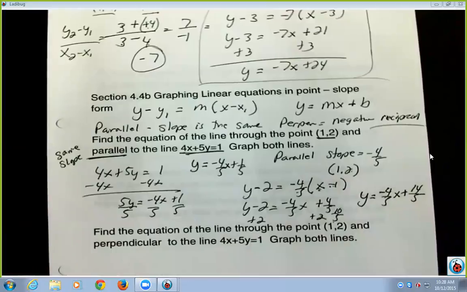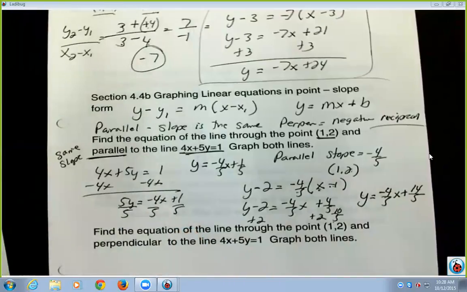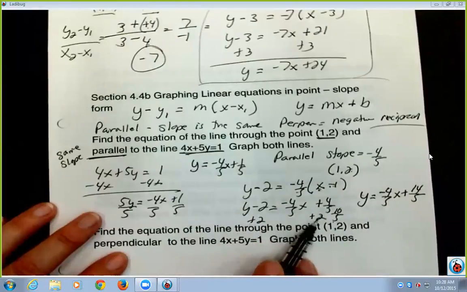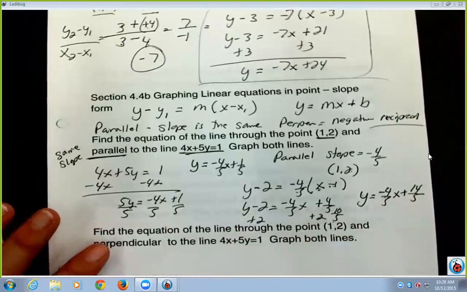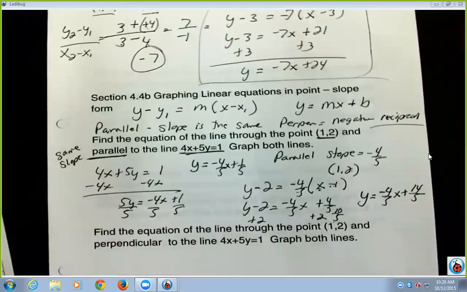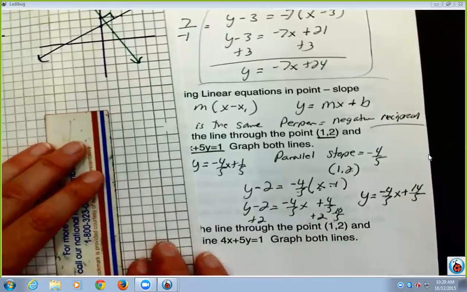So let's see if we get parallel lines if I graph this. The 2 that's going to move over, this 2 moves over here, becomes 10 fifths. Okay, so 10 fifths plus 4 fifths is 14 fifths. Okay? Yes? No? Yep. Okay, good. So that's where I got the 14 fifths. So now if we graph them, let's see what we're going to end up with here.